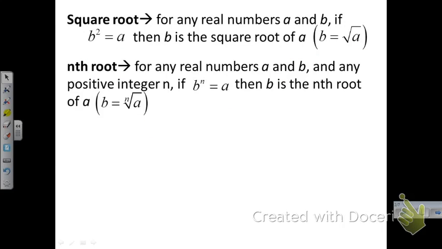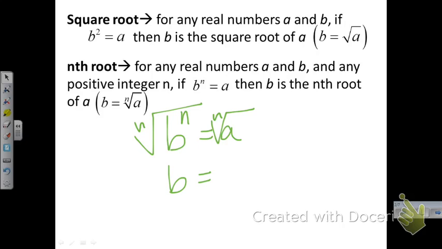The nth root works the same way for any real numbers a and b and any positive integer n. If b to the nth equals a, then b is the nth root of a. It's a mouthful. This says if you have b to the n equals a and we want to get b all by itself, we have to do the opposite of taking it to the nth power. The opposite of taking it to the nth power is to take the nth root. And once you take the nth root, you get b equals the nth root of a. And that's what this expression says.